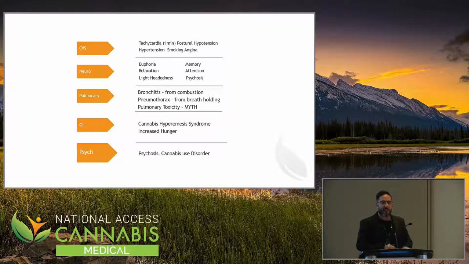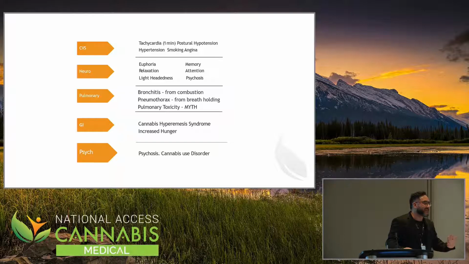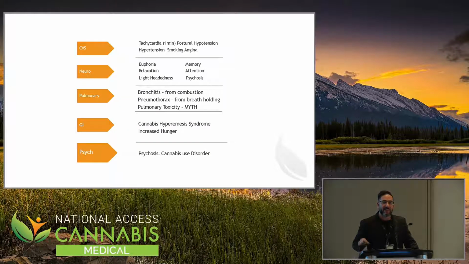Pulmonary toxicity. How many people have read in the paper "cannabis" or "marijuana killed person X"? They're not talking about the same cannabis we're talking about when we talk about herbal cannabis. They're talking about bath salts, K2, spice, salvia. Those are cannabinoids, synthetically produced, except for salvia, which is natural.